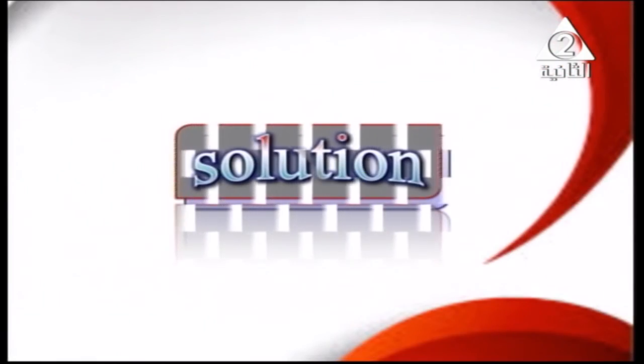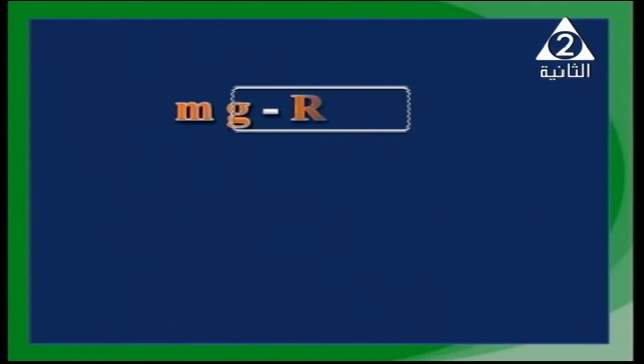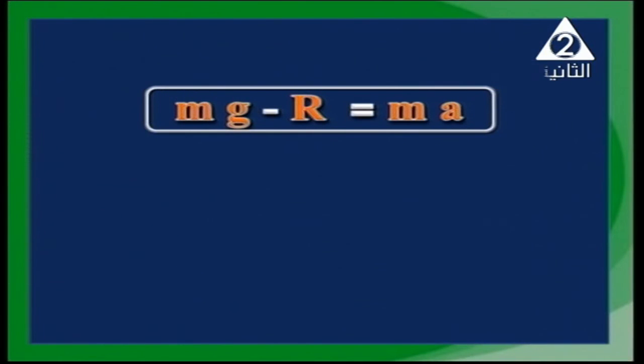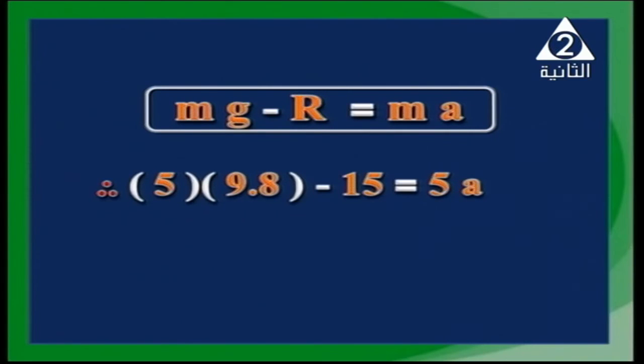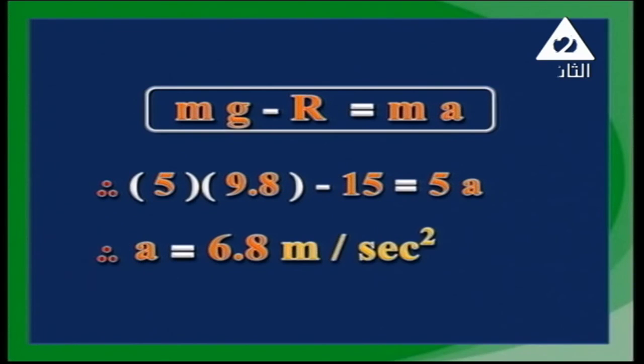Solution. In this case, my dear student, by using equation of motion mg minus r equals ma. Why? Because in this case, the body move in water, then mg, the motion is downward. mg minus r equals ma. Therefore, by using substitution, m equals 5, gravity force 9.8, resistance 15 Newton R, and m equals 5 to find the value of acceleration. mg minus r equals ma, therefore acceleration is 6.8 meter per second square.